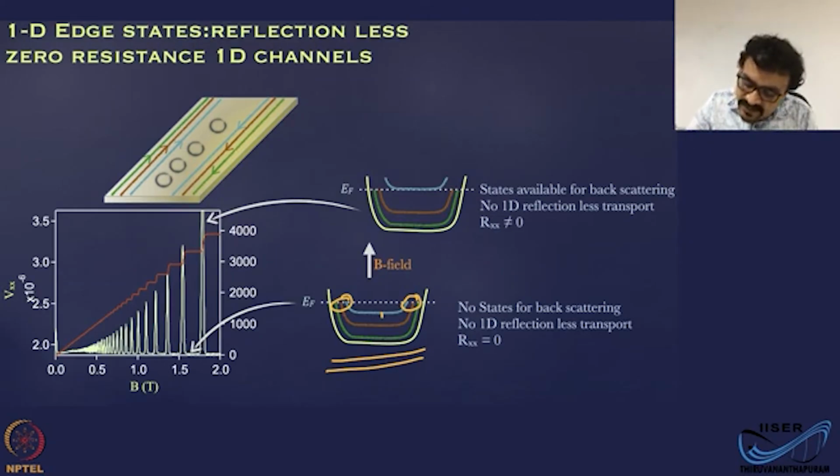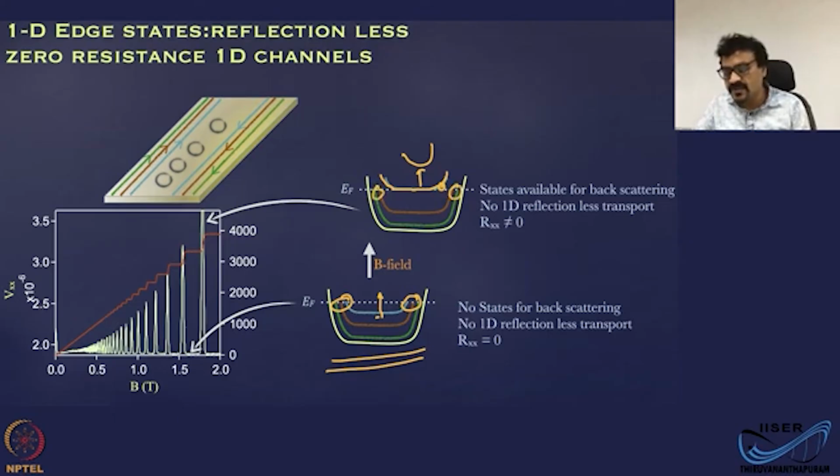Now, during this process, you will have a situation like this, and later this will go out after that. So this state has gone up, reached the Fermi level, but then this edge has gone out of the Fermi level. There are two edges present here. Here there are three edges present, but no states in the bulk. But here there are states in the bulk, but no states at the edges.